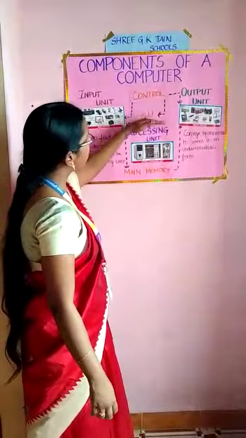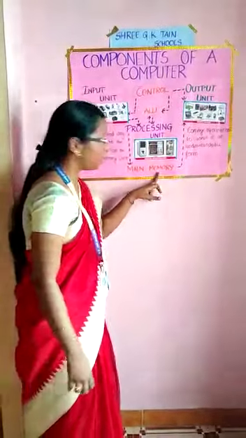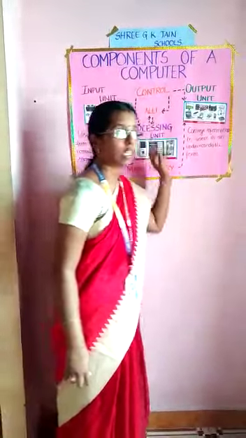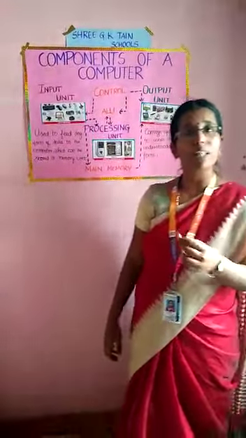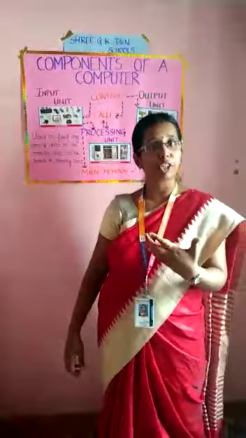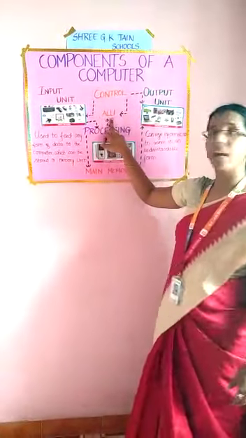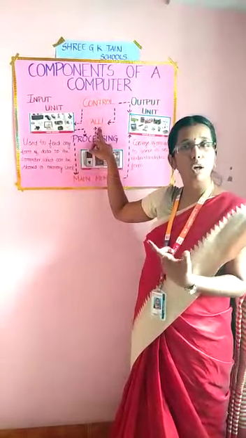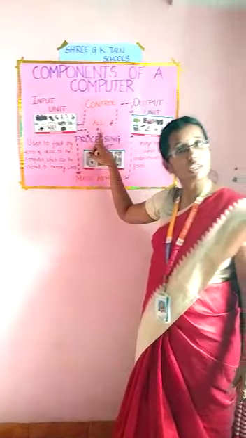It will have three major components: one is control unit, ALU, and memory unit. ALU is nothing but arithmetic and logical unit. With the arithmetic and logical unit you can do all the mathematical calculations, for example addition, subtraction, division, multiplication using the arithmetic unit. And you can do logical gate operations, for example AND, OR, NOT, NAND, NOR, XOR, all the operations using the logical unit.